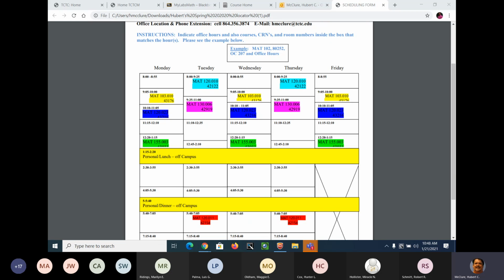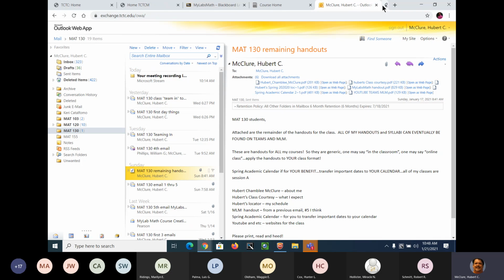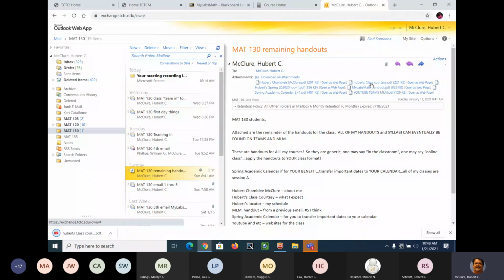All right, shut up. Okay, so there's the locator card. It's easy for me to chase rabbits. Hubert's class courtesies. I treat students the way what? The way I want to be treated.